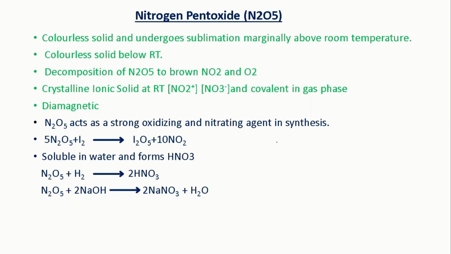And the last one is nitrogen pentoxide. Nitrogen pentoxide is a colorless solid, but you can sublime it directly above room temperature, so you can convert it directly to the gas, and it's solid below room temperature. It's a solid compound in the form of NO2+ and NO3- ions, but it's unstable in this form, and in the gas phase it is covalent in nature. It's diamagnetic in nature, and it's a strong oxidizing and nitrating agent. So we can use it in organic synthesis.